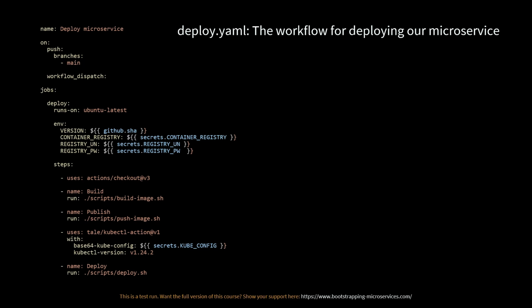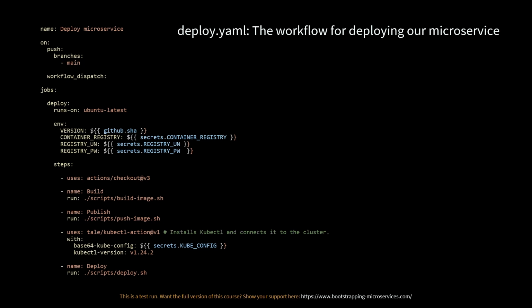This is a GitHub Actions workflow called deploy.yaml. We can see here how we run each of the shell scripts in sequence. First, we run the build image shell script that builds the Docker image. Then we run the push image shell script that publishes the Docker image to the container registry.